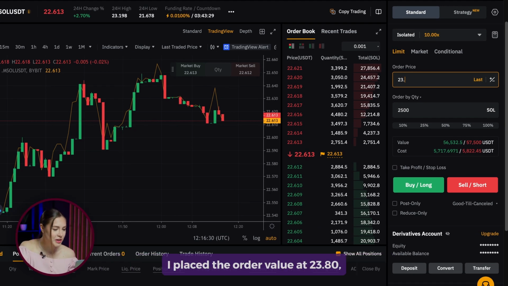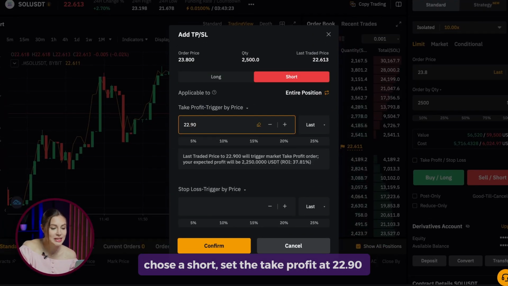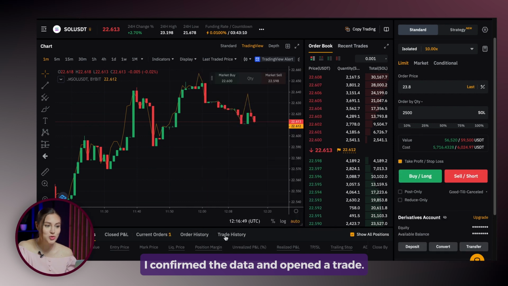I placed the order value at 23.80, chose short, set the take profit at 22.90 and the stop loss at 24.0. I confirmed the data and opened a trade.